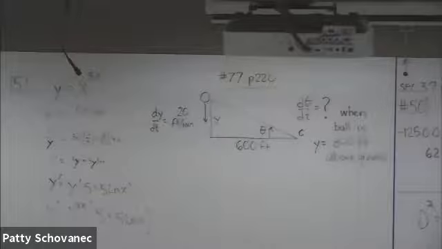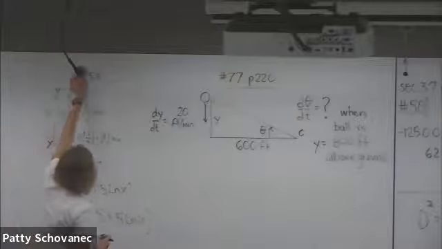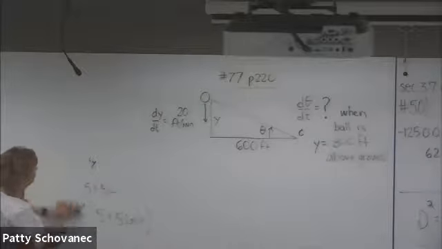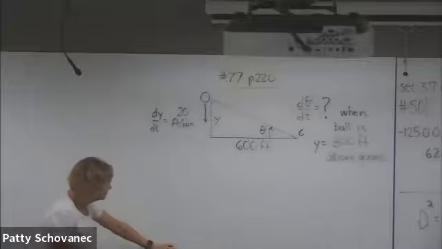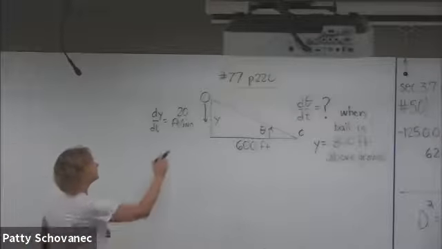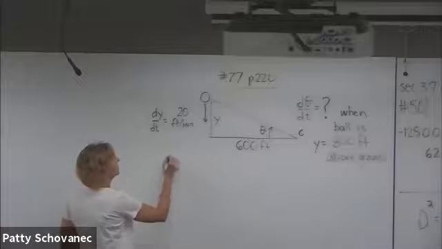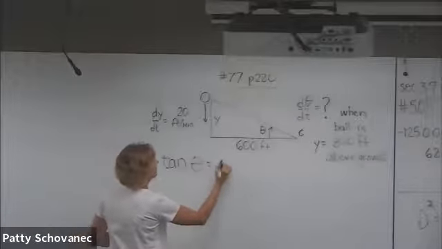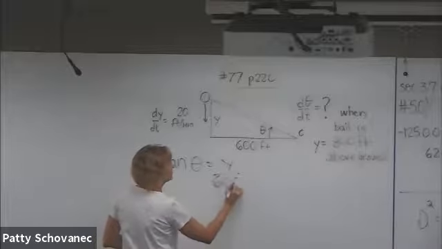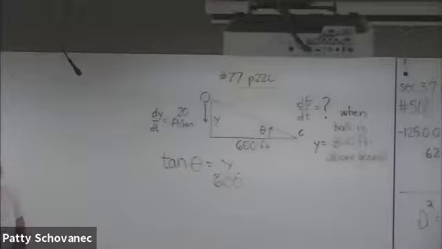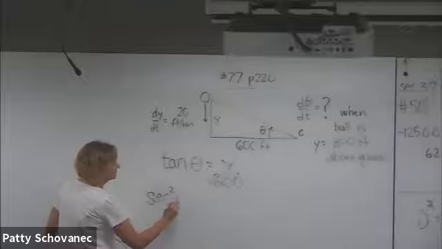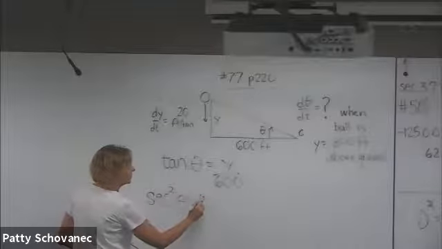So what equation would you like to start with? The equation that relates the theta and the y. So that's gonna be a tangent, that's right. I got opposite and I got adjacent. So we're going to start with the tangent of theta is equal to the opposite over the adjacent. Now we're going to take the derivative of both sides. The derivative of the tangent is going to give us secant squared of theta. Theta is a function of time, so we tack on a d theta dt.